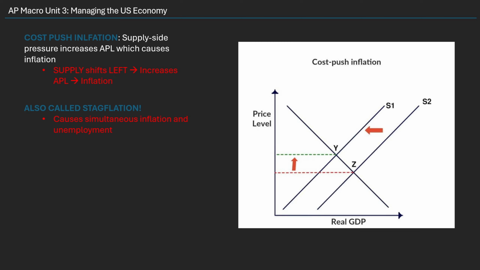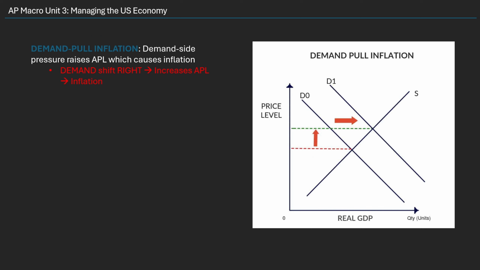Another term you have to know is cost push inflation, which is when supply side pressure causes an increase in APL, which will then cause inflation. It's also called stagflation, and it causes simultaneous inflation and unemployment. Demand pull inflation is when demand side pressure raises APL, which then causes inflation. So demand shifts right, which will increase price level and then cause inflation.